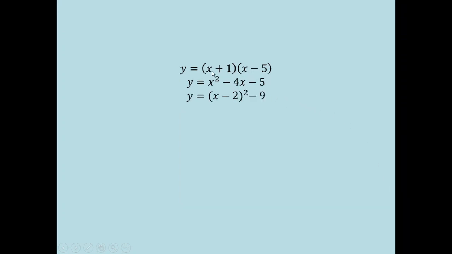Right, this quadratic was given to us in the factorized form, so we know our roots are -1 and +5. Expanding that out, we know our y-intercept is -5, and completing the square, that's halving the b, we know that our vertex point is where x is equal to +2 and y is equal to -9.